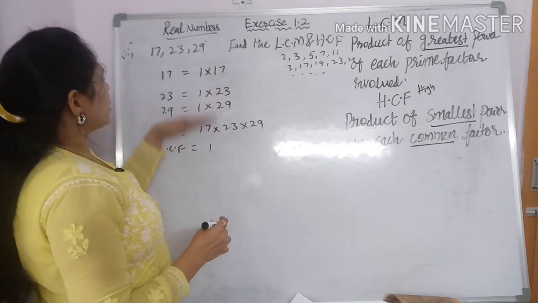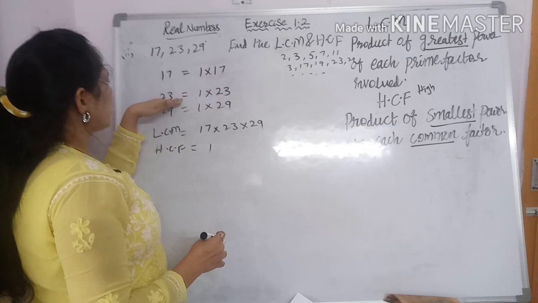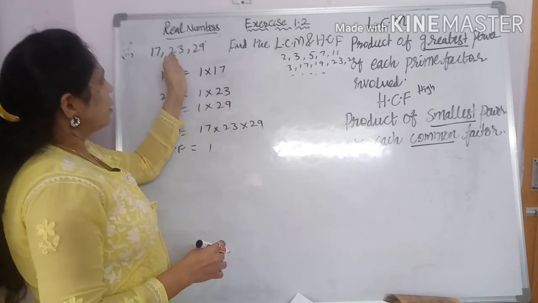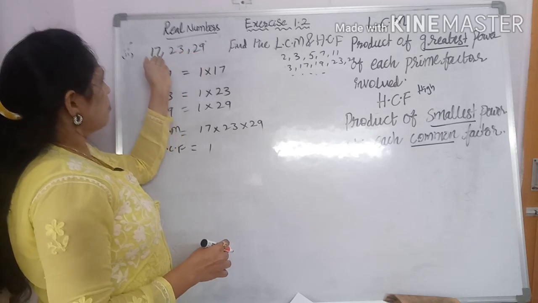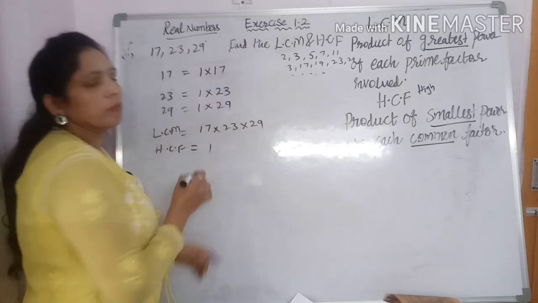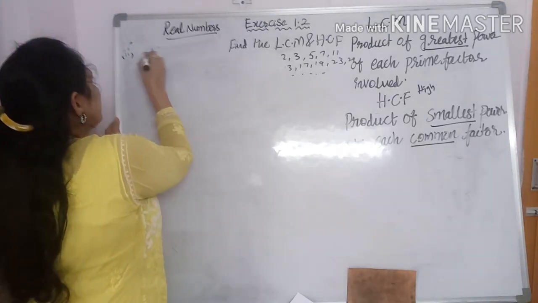We can express it as 17 is equal to 1 into 17, 23 is equal to 1 into 23, because all these given numbers are prime numbers. 1 is the common. So HCF is equal to 1. Understood? Now move on to the next one.